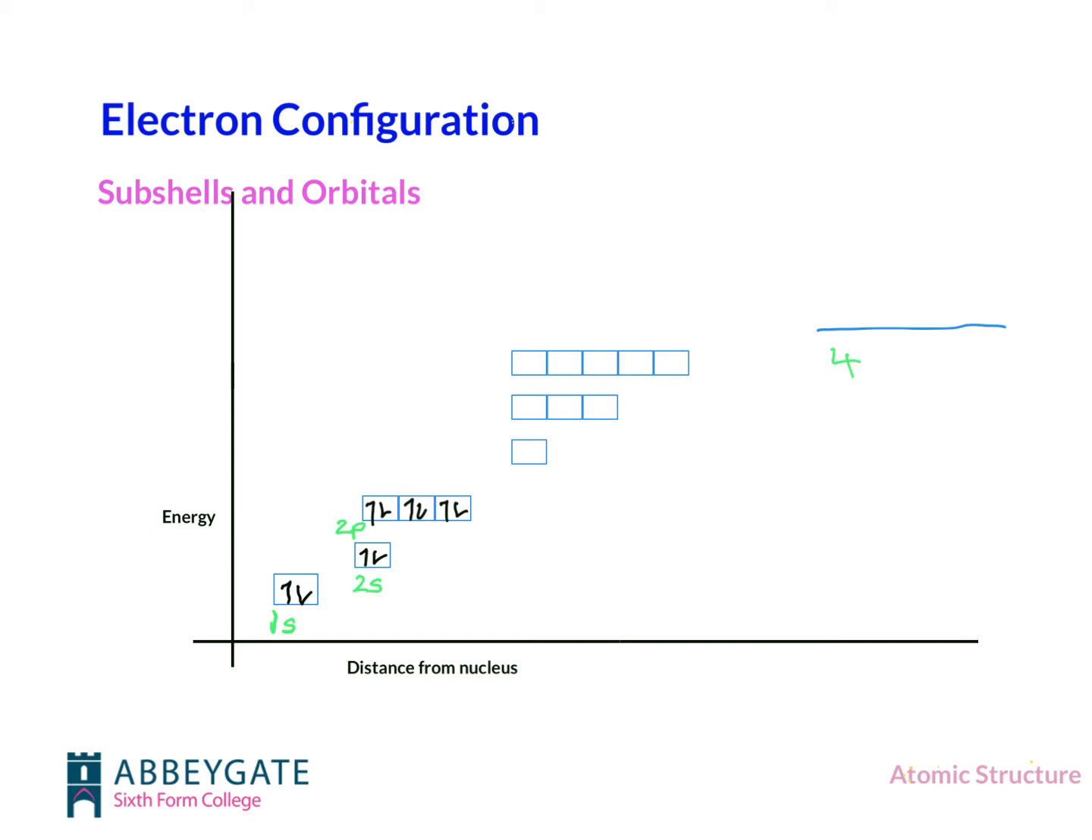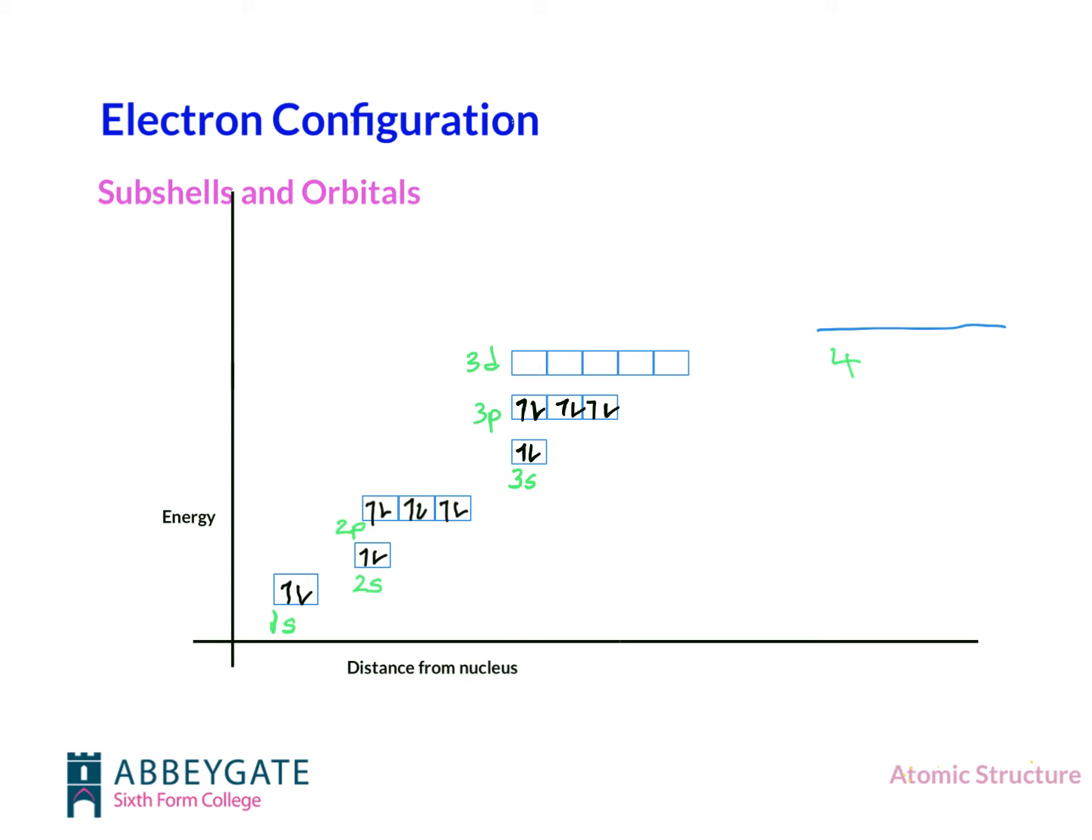So our third energy level is split into 3 subshells. We have the 3s, the 3p, and the 3d. The 3s has 1 orbital, which can contain 2 electrons. The 3p has 3 orbitals, just like the 2p, and can contain 2 electrons in each orbital, so 1, 2, 3, 4, 5, 6. And the 3d has 5 orbitals.